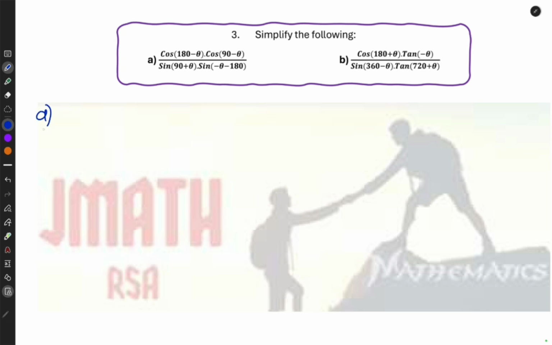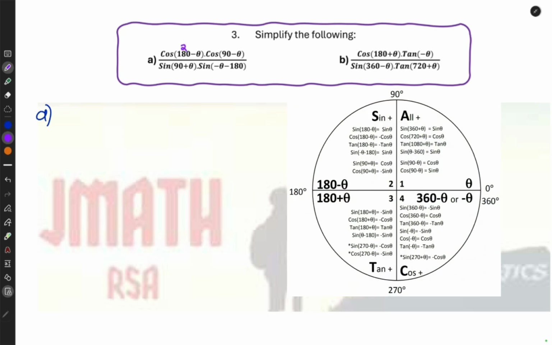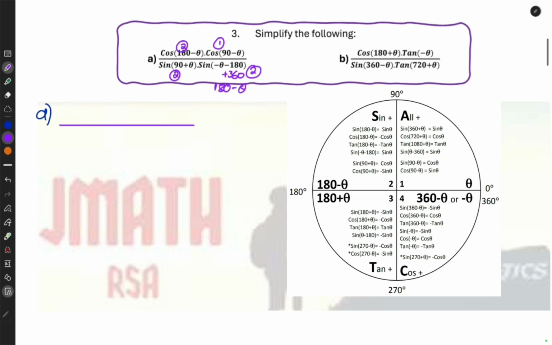So for question A, what I like to do when I do these sums, and if I'm not confident yet, is write down which quadrant this is. So 180 minus is quadrant 2. 90 plus is quadrant 2. This one, I am going to add a 360, and then it becomes 180 minus theta, and that is actually quadrant 2 that I'm working with. That one is quadrant 1. That just helps me to see, is it going to be plus or minus? So now I can just go fill it in and get my marks.